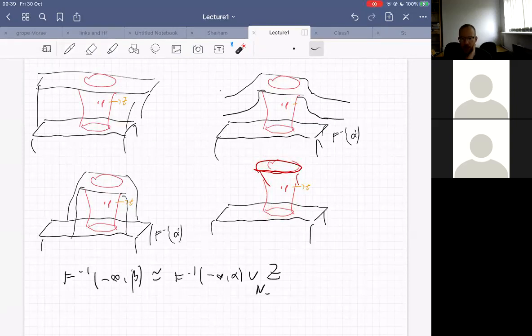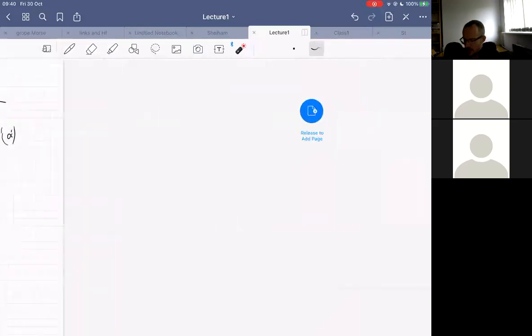Is it okay if I leave it like this, or do you want more details? I didn't understand the hand waving between the third and the fourth picture. Okay.